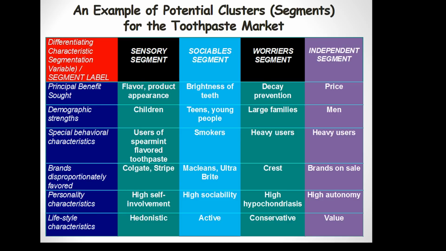Then you can see within each one of these segments, there's a sensory segment, a sociable segment, a worrier segment, an independent segment. And what these different characteristics do is they describe within each one of those how that segment is different from the other segments, but homogeneous within, right? So this is just a clustering analysis that would get at different segments that you might go after in the toothpaste market.